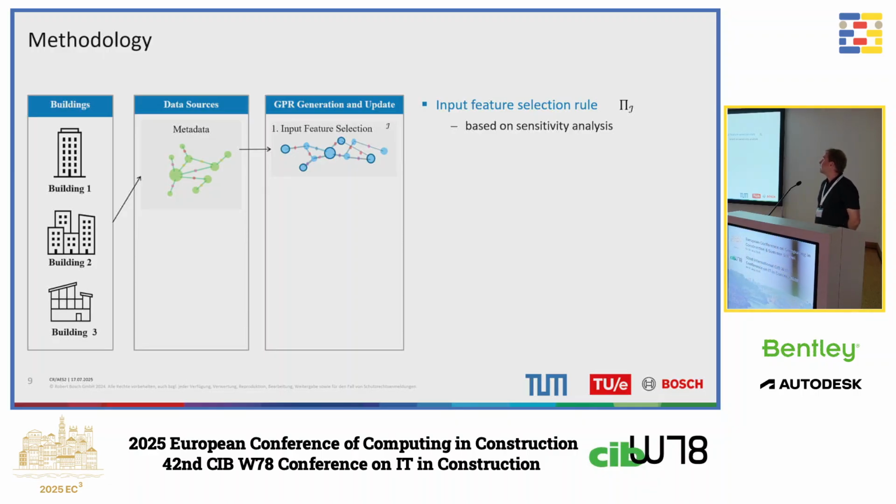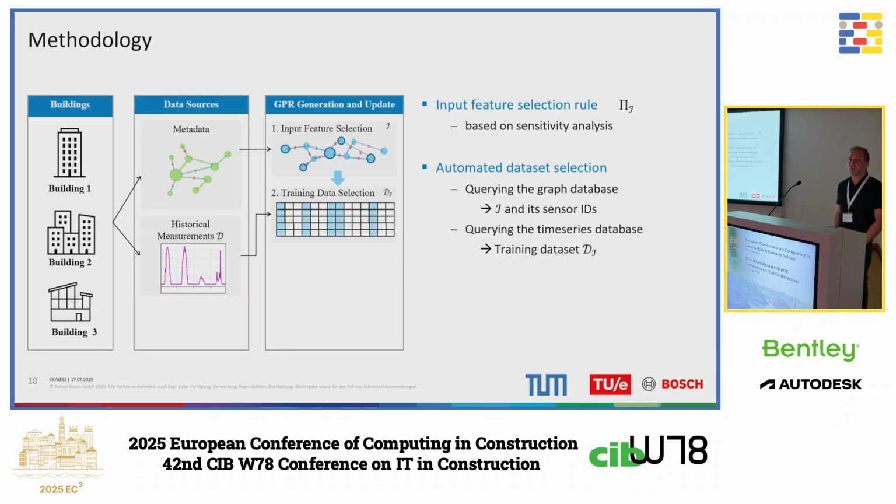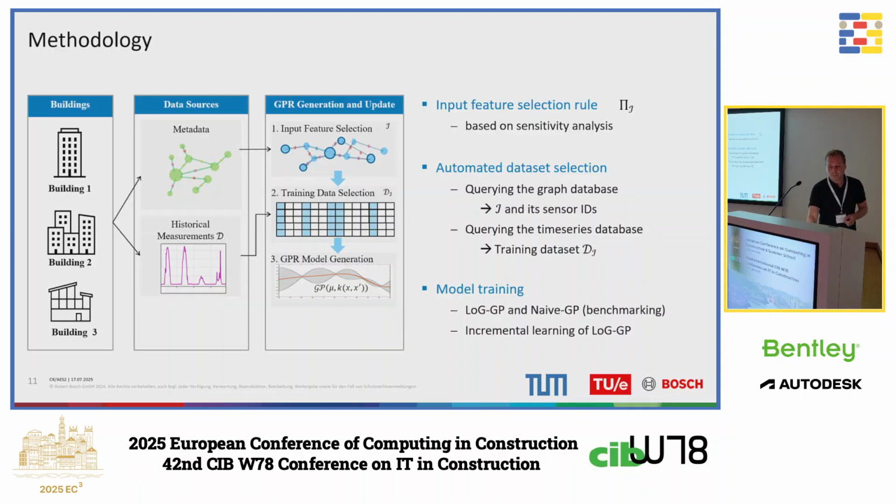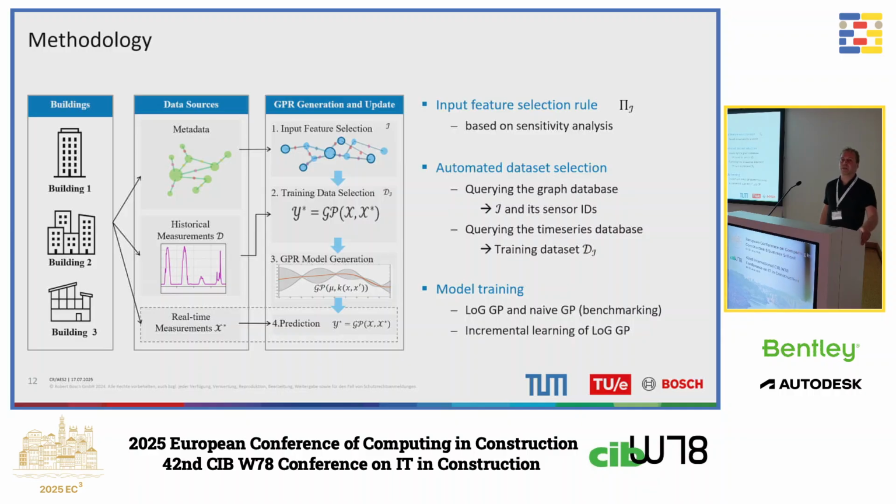The first step is to acquire the metadata for the room, so querying the knowledge graph about the sensors we have present for that room. Then with that we go to our time series database to query the training data relevant for that Gaussian process of that zone. And finally we train this log-GP model and obtain the predictions of the zone temperature.